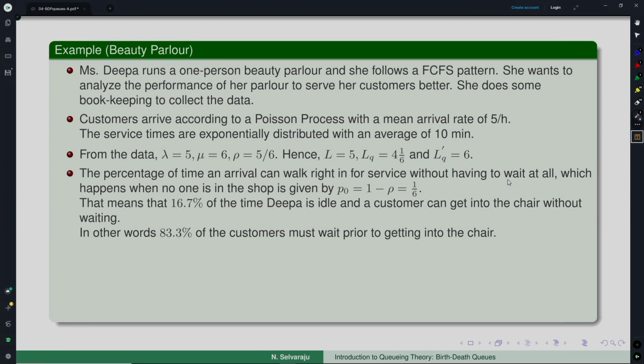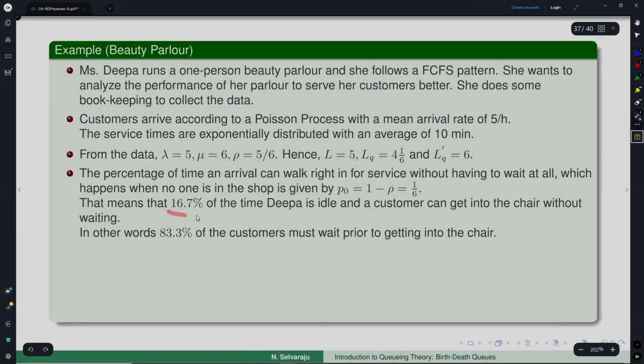This happens when there is no one in the beauty parlor shop. In that case, an arriving customer can directly get into the service, and the probability is P naught, which is 1 minus rho, which is 1 by 6. So, every 6th customer on an average can get into the service directly. This also means P naught is the time that the server is idle, that Deepa is idle. So, 16.7% of the time Deepa is idle. So, a customer can get a chair without waiting.